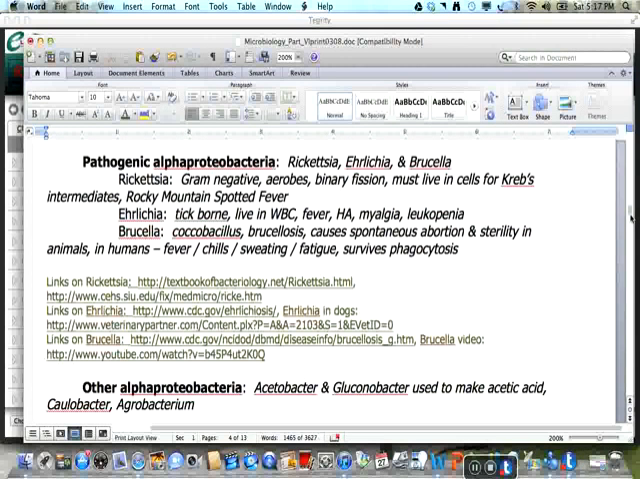There are a few pathogenic alpha proteobacteria. The Rickettsia are gram-negative aerobes which divide by binary fission. They must live inside of cells for the Krebs cycle intermediates. Rickettsia is the causative agent for Rocky Mountain spotted fever. The Ehrlichia lives in white blood cells. It is a tick-borne disease causing fever, headache, myalgia, and leukopenia.